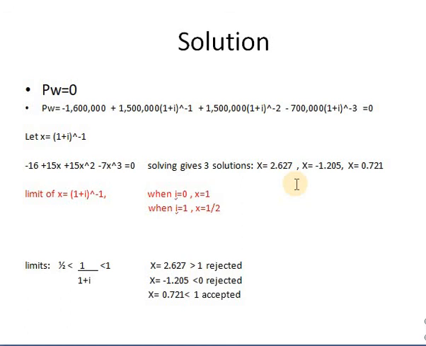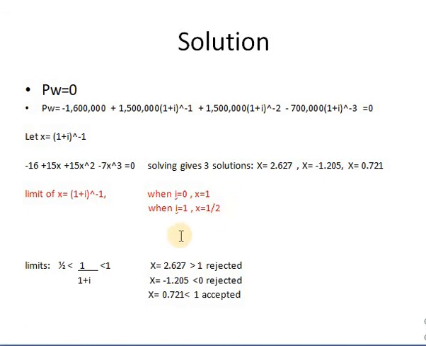Now, how do I know which is the accepted solution and which are the rejected ones? In order to know that, I will have to get the limit for x equal (1 plus i) to the power minus 1. This is the same as saying x equals 1 over (1 plus i). So what is the limit for 1 over (1 plus i)? When i equals 0, what will be the value? 1 over 1 plus 0. So the value is 1. So this is the limit when i equals 0. When i equals 1, I have 1 over 1 plus 1, so 1 over 2. So this is half. So I have the limits for 1 over (1 plus i), which is the value of x. It should be in between half and 1.